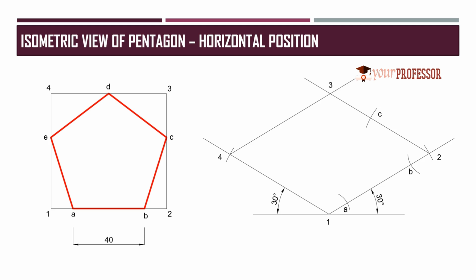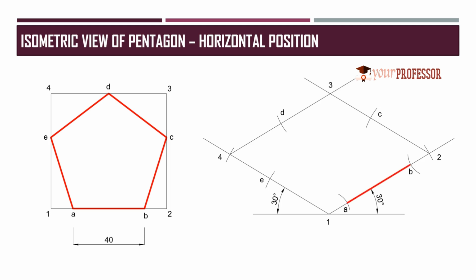Similarly, consider the distance between 3 and D with the help of compass, and draw an arc by considering 3 as center. That will be point D. Similarly, consider the distance between 1 and E, and draw an arc by considering 1 as center. That will be point E. So I have got all the points A, B, C, D, E. If I join all those, I can have the isometric view of pentagon in horizontal position. Let's do that.